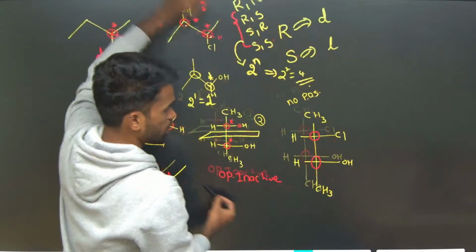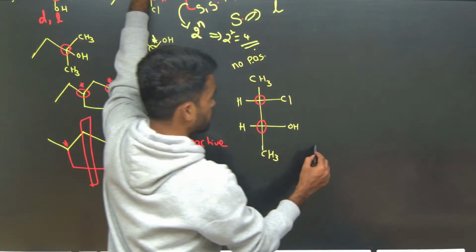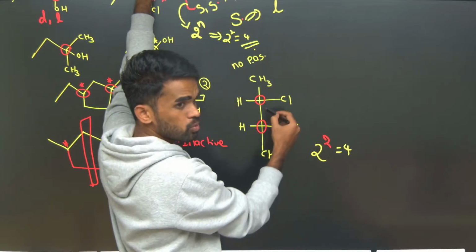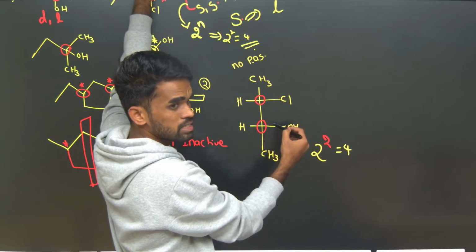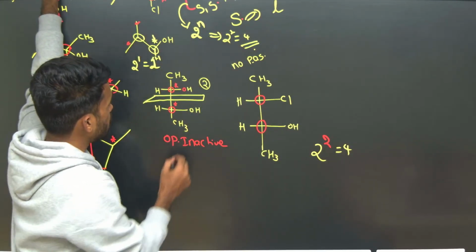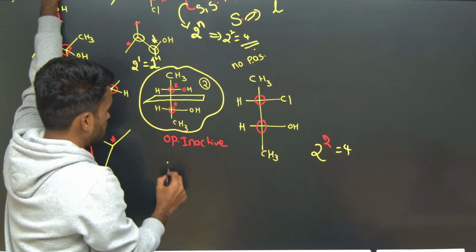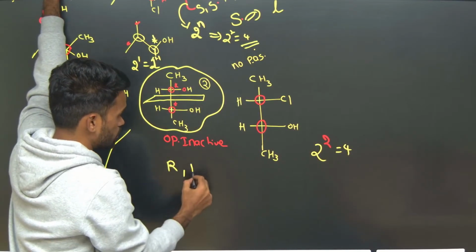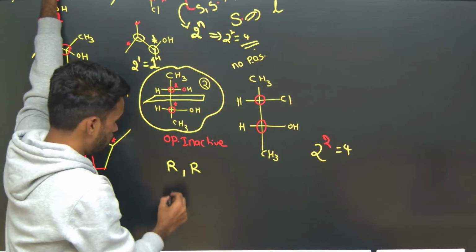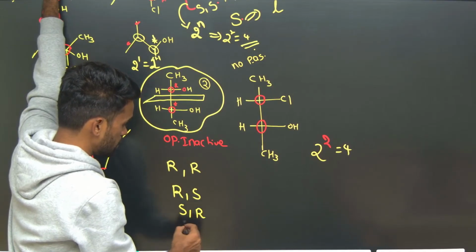Okay. Now tell me for this. 4. What are those? Like 2 power 2. 4. Both can be RR, both can be SS, or one R, S, or S, R. Is this clear? Now one more thing, sir. Now how many optical isomers are possible in this case, sir? See, both can be RR. I will tell you. Both can be RR, or one can be RS, or it can be SR, SS.